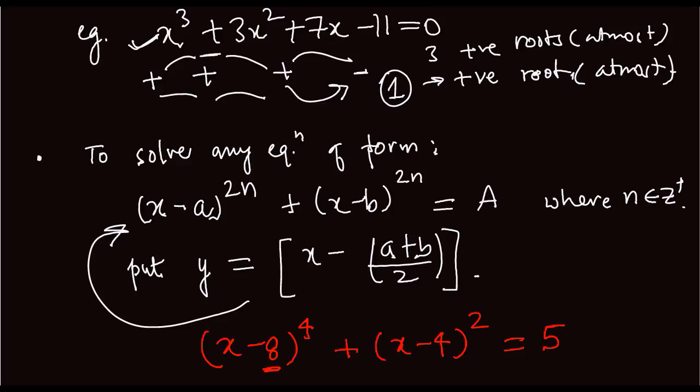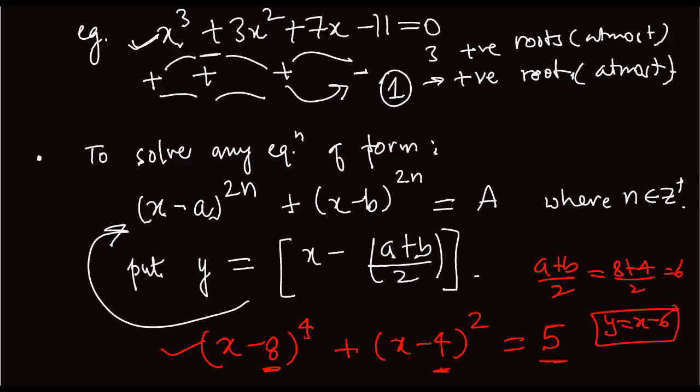So a is 8 and b is 4. So a plus b by 2 will be 8 plus 4 by 2, that is 6. So you will take y is equal to x minus 6, and then put it in this equation. Then you will get a common factor, and then you can solve this equation easily. So this was all about quadratic equations. Next we are going to take matrices and determinants.